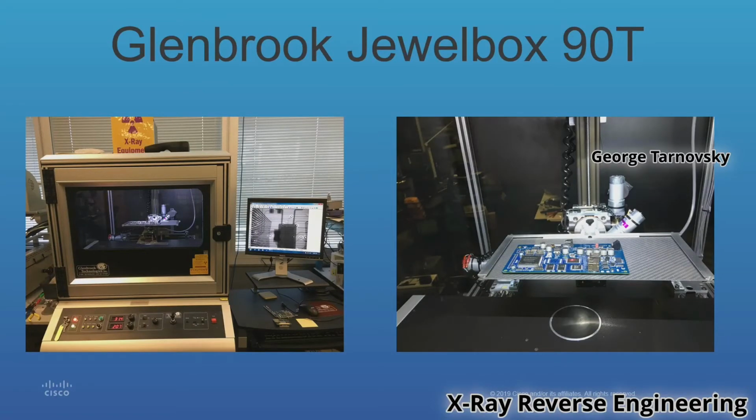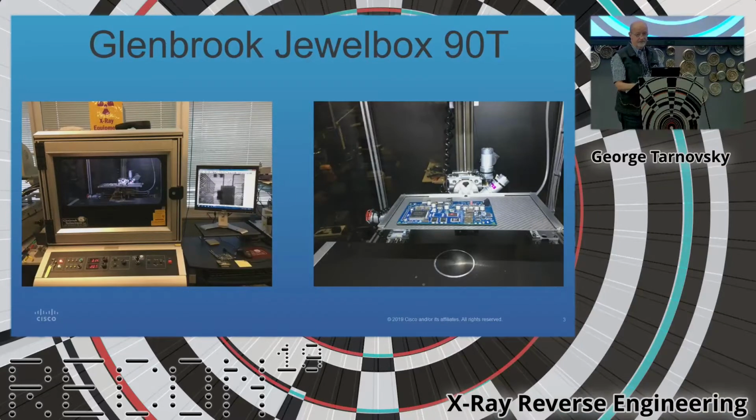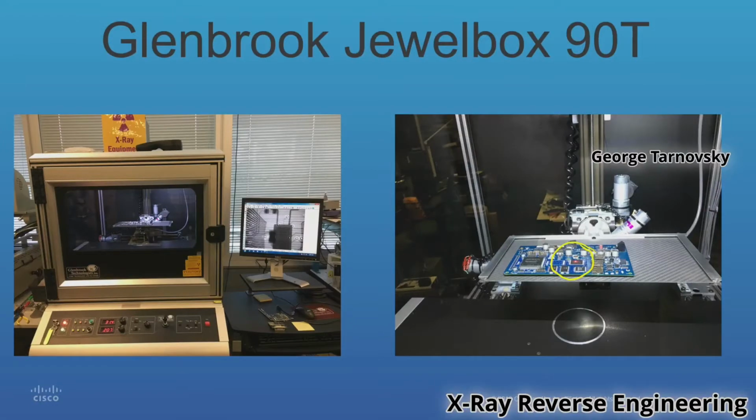This paper is based on a Glenbrook Technologies Jewelbox 90 X-ray machine. The slide to your left is the actual X-ray machine with the stage showing where the circuit board is. To the right, this is the stage and the circuit board is placed in there. And this area right here is what's being observed. The machine's quite an impressive machine. It's a live view, not like your dental X-ray.